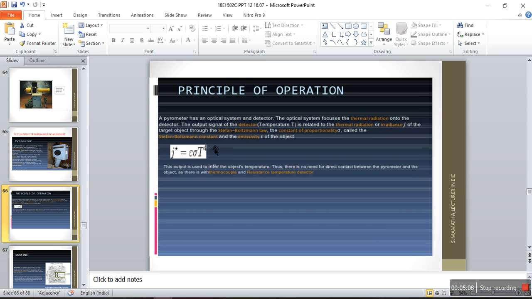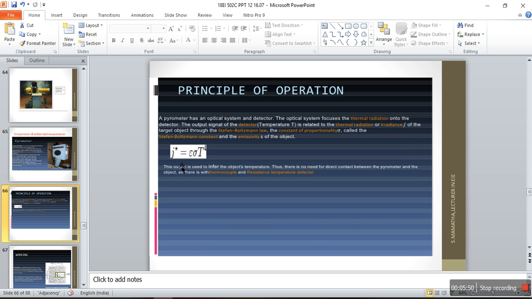What is the principle of the pyrometer? A pyrometer has an optical system and a detector. The optical system focuses the thermal radiation onto the detector. The output signal of the detector is related to the thermal radiation or irradiance of the target object through the Stefan-Boltzmann law, with the constant of proportionality sigma, called the Stefan-Boltzmann constant, and the emissivity of the object.